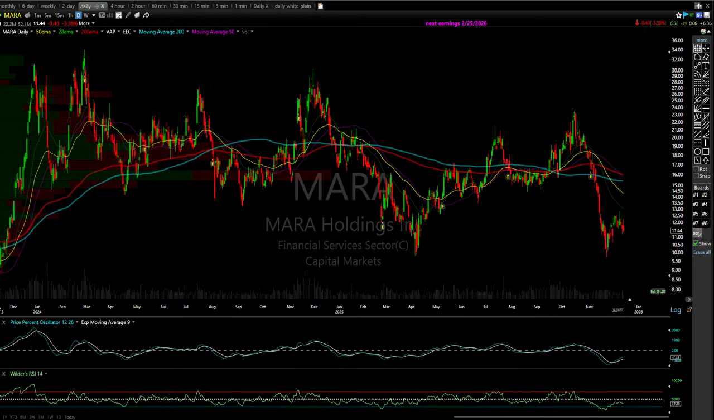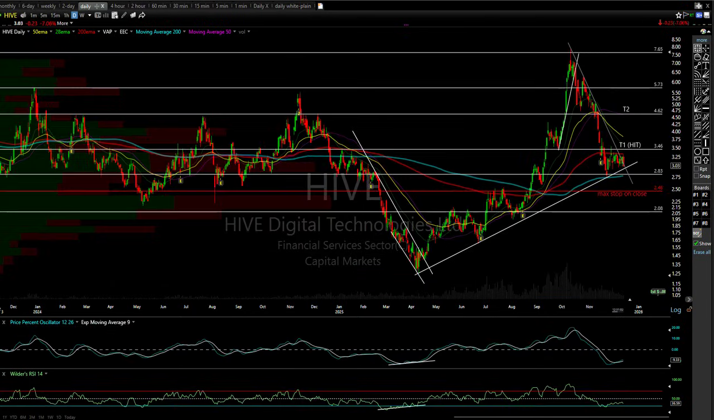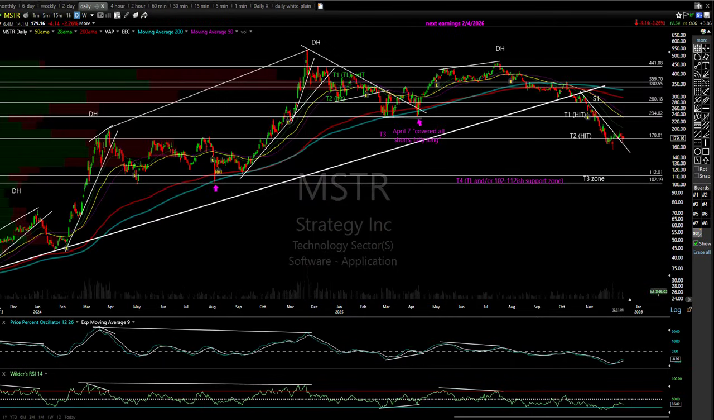Coinbase, Mara, Hive. These are what I call the Bitcoin proxies. They are, in one way or another, related to crypto. And this is another big one here, MicroStrategy. If and as Bitcoin falls, MicroStrategy, it's now called just Strategy, they dropped the micro part of the name, but they kept the symbol.